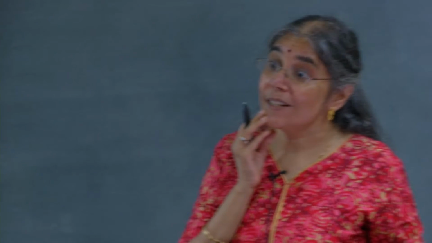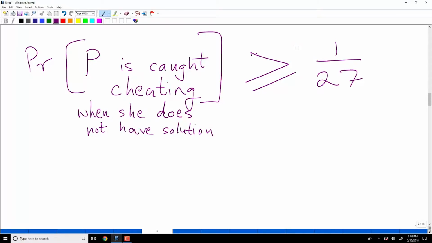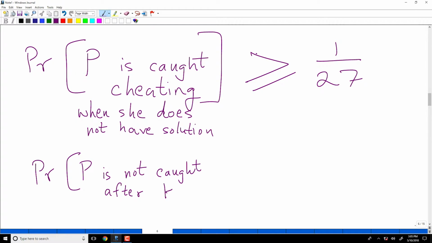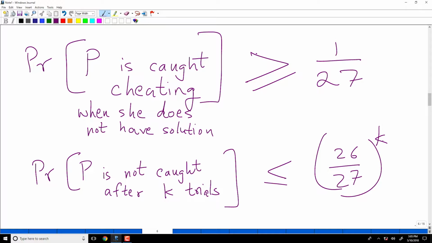Now he is going to repeat this k times. K may be as large as 1 million. Okay, so now let's write this. What is the probability that P is not caught after K trials? Less than or equal to 26 by 27 to the power K. At least 5 should be incorrect.